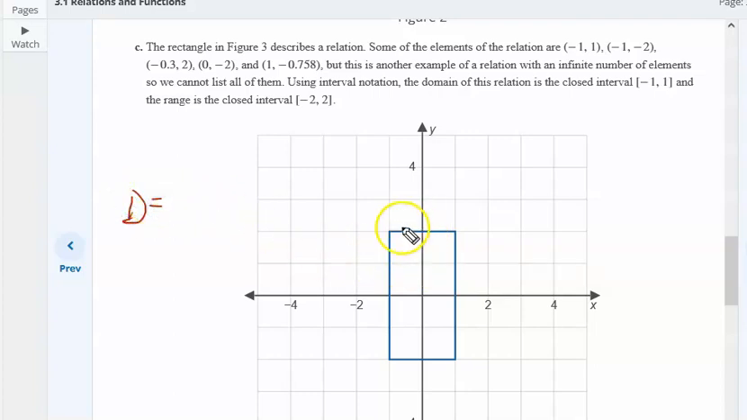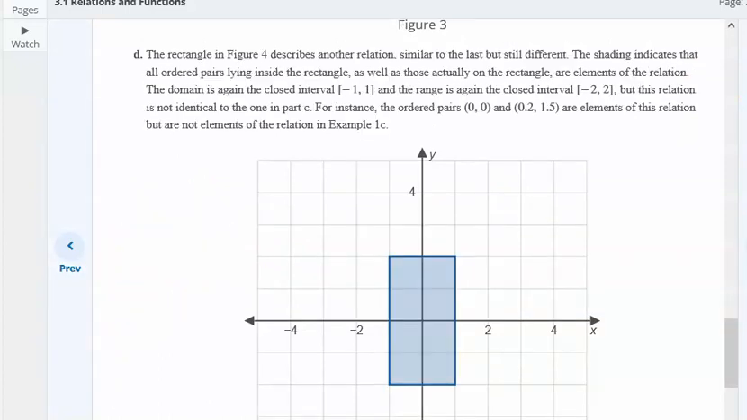Well, if you project this line down to the x-axis, you can see it starts at, and we're using a bracket to indicate -1 is included, and it goes up to a +1. And for the range now, projecting this line to the y-axis, starting there and going down to there, this would be a -2 to a +2. And that's what they're saying here. And this is an interval notation.